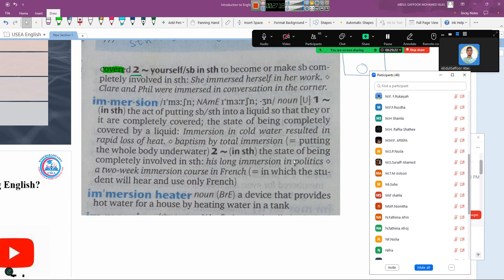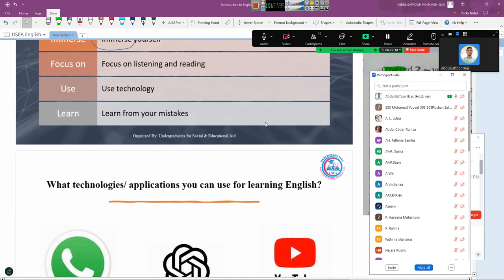Anyone? To translate this to Tamil? No one is there. Anyways, okay.